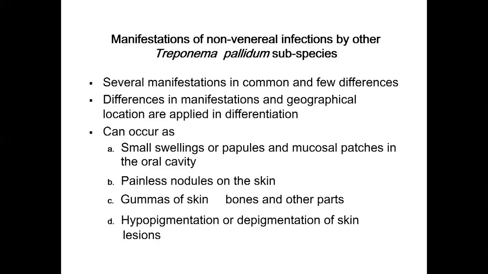They can be gummas of the skin, like what we described for venereal syphilis. They can occur on the bones and other parts, and it can also affect the skin color. For those who are colored, the lesions will be hypopigmented, and those that are dark skin, they will lose the pigmentation. So one is the pigmentation of the skin lesions. And then there are some which are associated with extensive scar tissue formation.